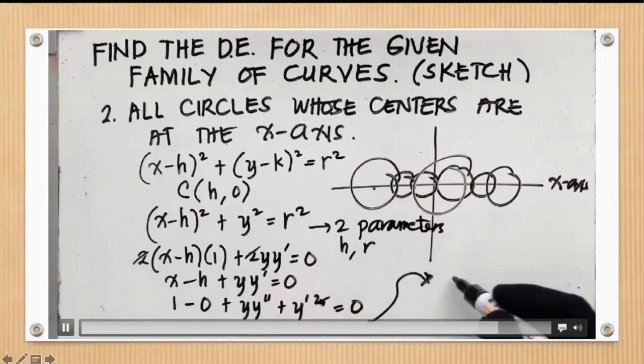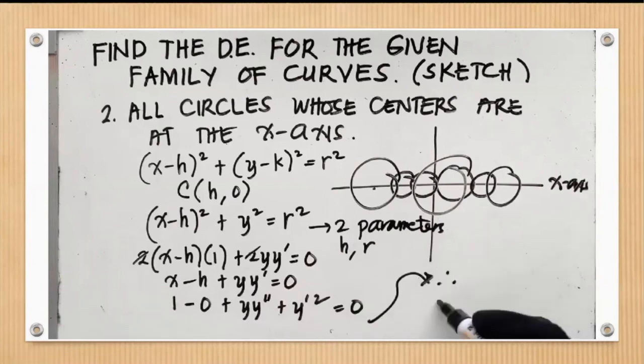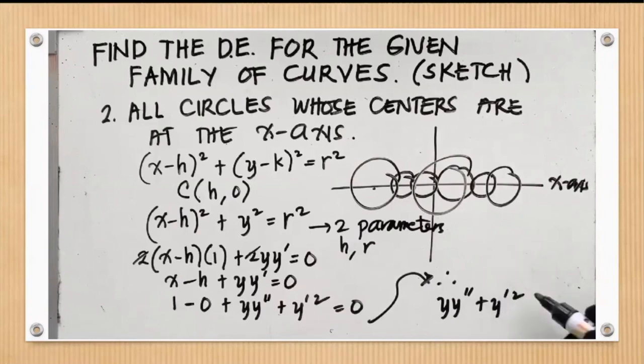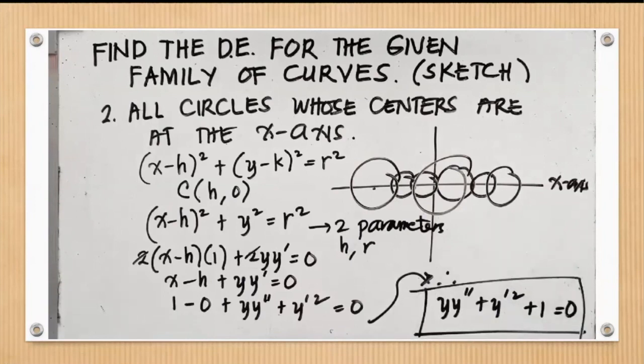Then, wala nang arbitrary constant dyan, di ba? So you need not to manipulate anymore, or you can arrange that, the final answer into this format. Y y double prime plus y prime squared plus 1 equal to 0 is your differential equation for all circles whose centers are at the x-axis. Okay, that's it. Any questions?